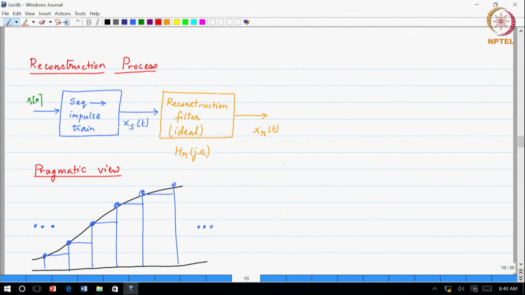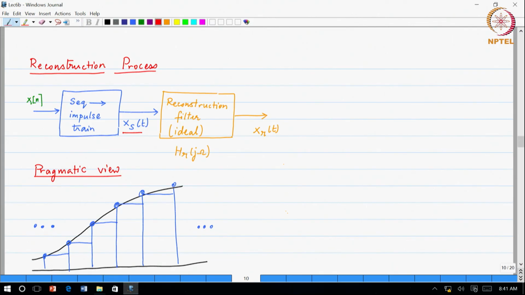Okay, so we said that the process of reconstruction, conversion from D to C, requires us to convert the samples x of n, which are just a sequence of numbers, into an impulse train of Dirac deltas, where the height of each impulse is scaled by x of n. That gives you x s of t, and then you pass it through an ideal reconstruction filter, which we talked about.